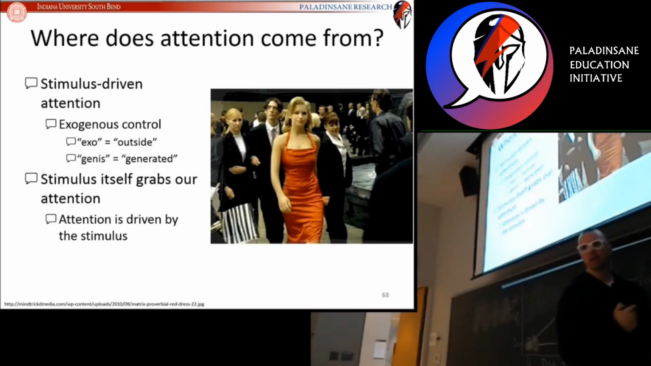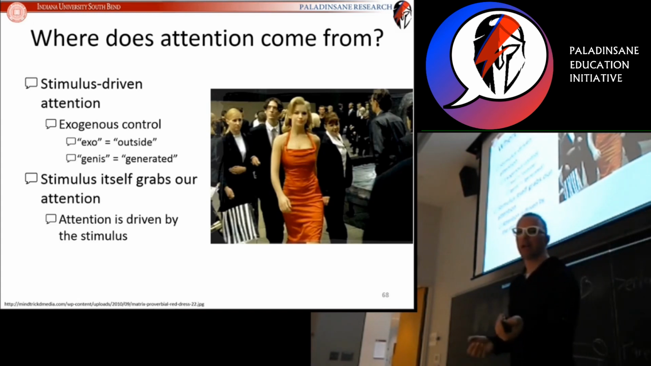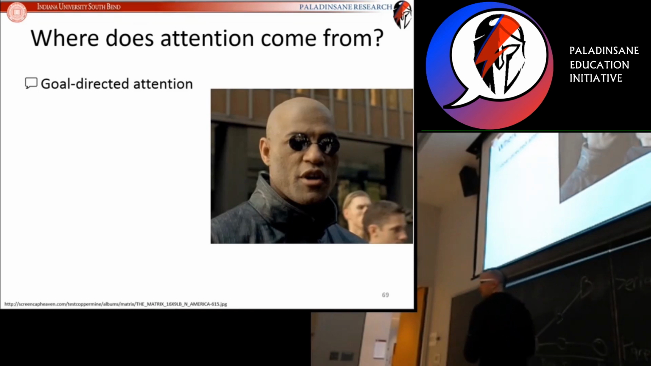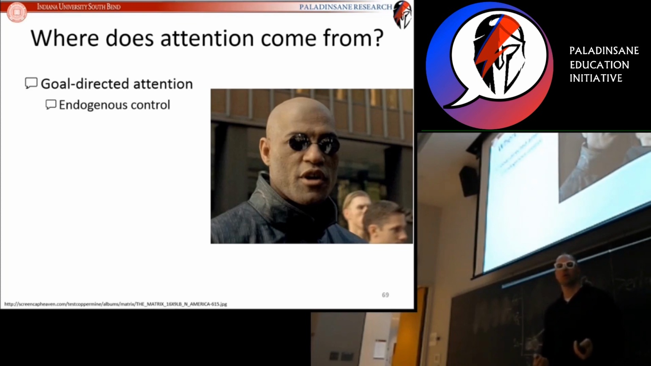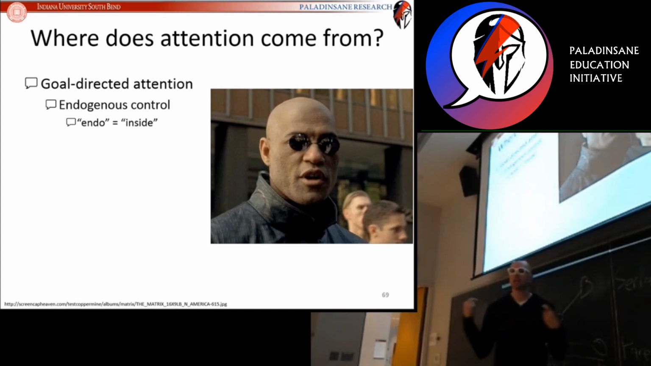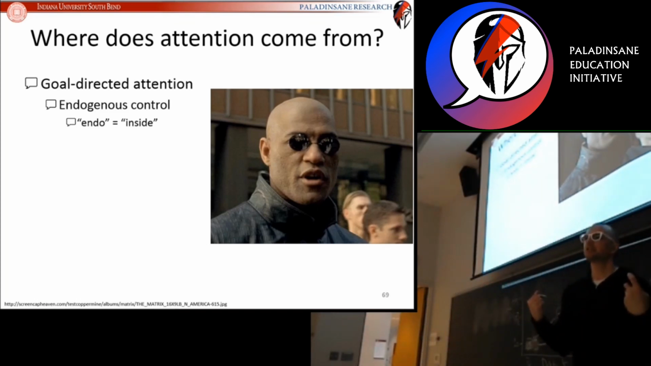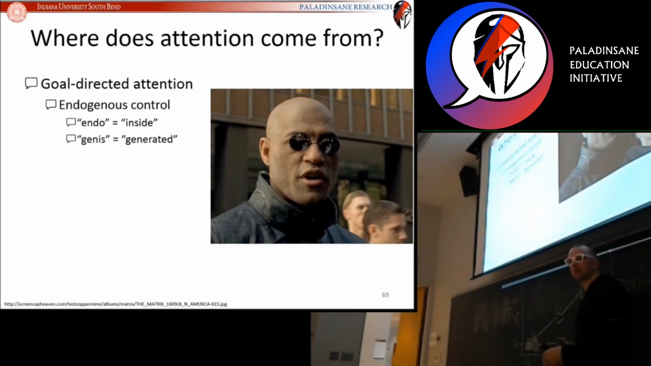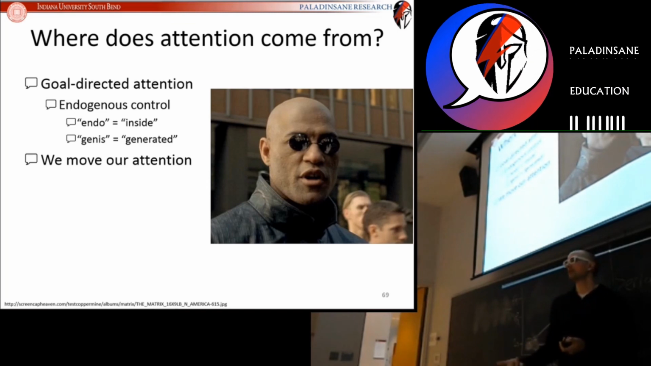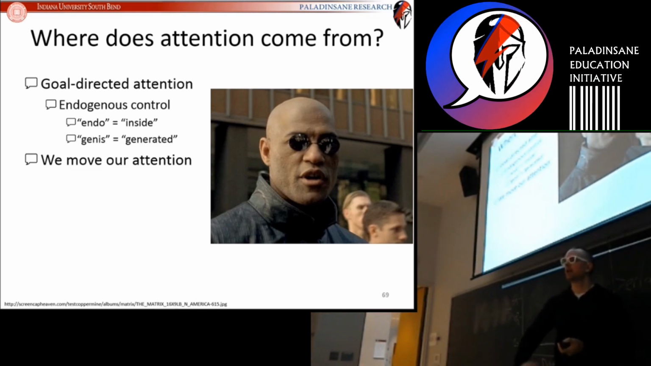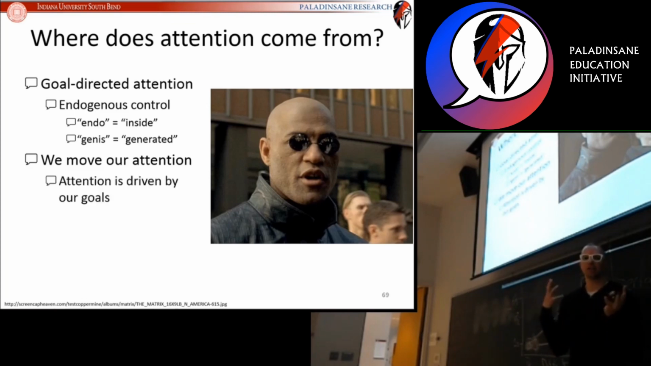The opposite of that, the other major source of attention, is goal-directed attention. And goal-directed attention is called endogenous control. So this time we got endo, which means inside, instead of exo, which means outside. So this is attention that comes from within. It's goal-directed attention coming from our own goals. And it is genus, once again, which is generated. And this is attention where we specifically move our attention on purpose, willfully, goal-directed. And your attention is driven by whatever your goal is at that point.